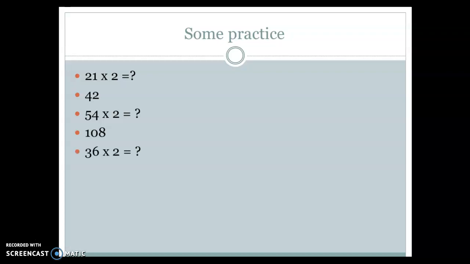36 times 2. See if you can work this one out. $72. Correct. 2 times 30 is 60. 2 times 6 is 12. We add them together and it's 72.